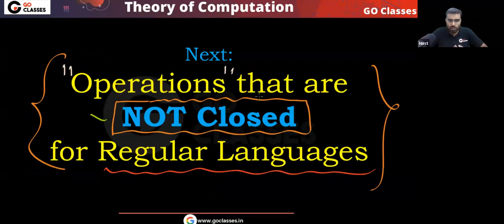Please tell me, is everything clear? Are you comfortable with closure properties? I have told you every variation. Whatever question they ask from closure properties, I have told you. I hope you understood.